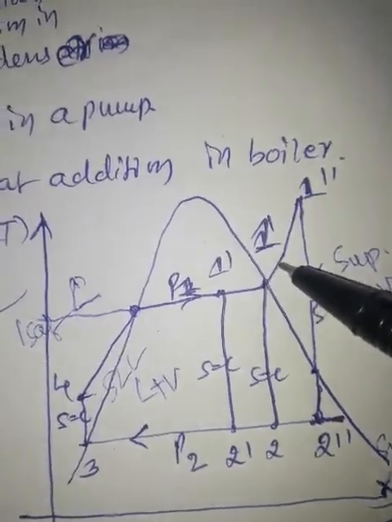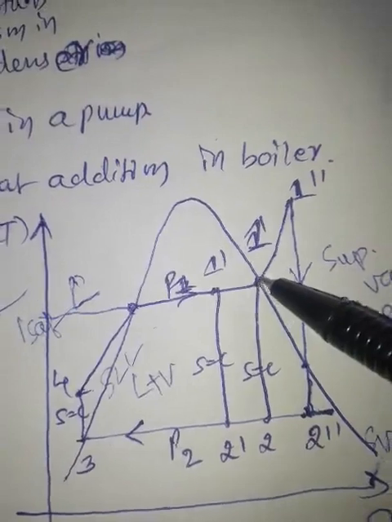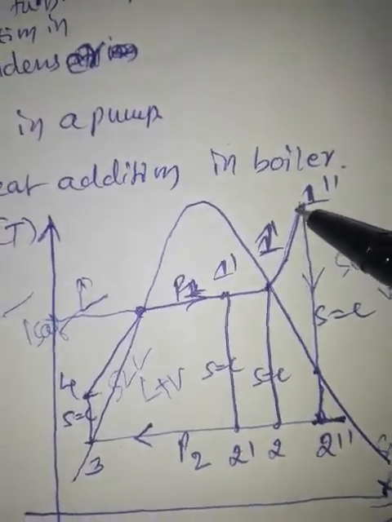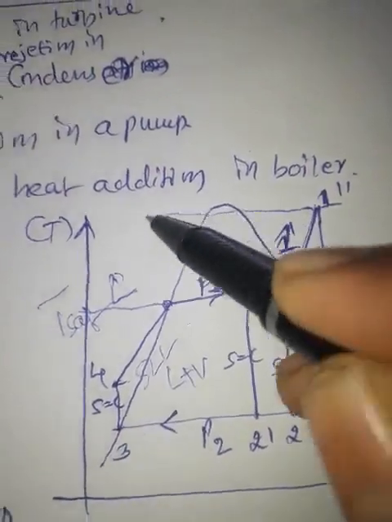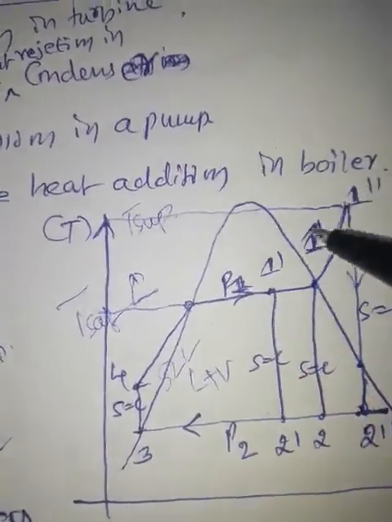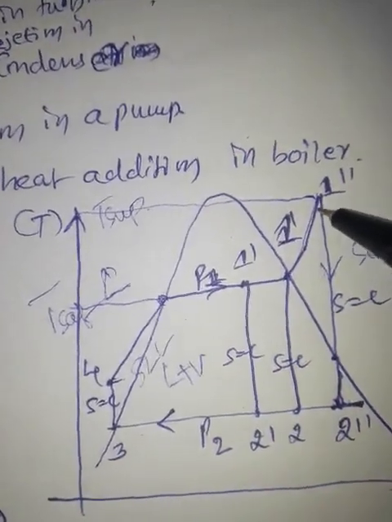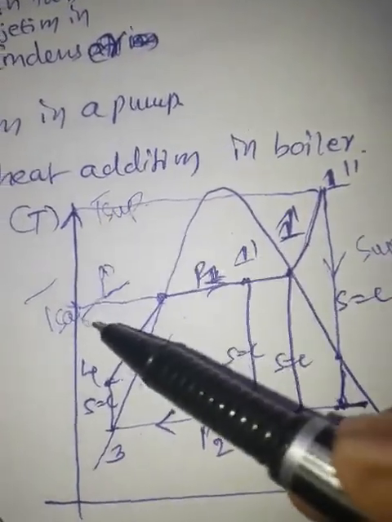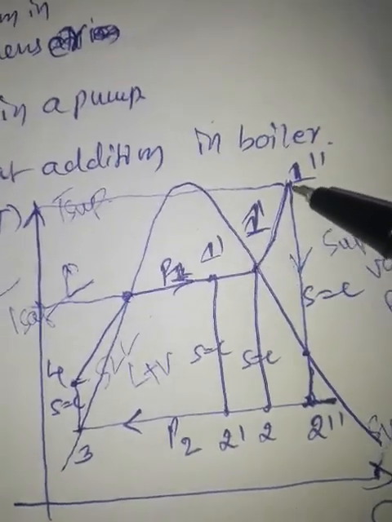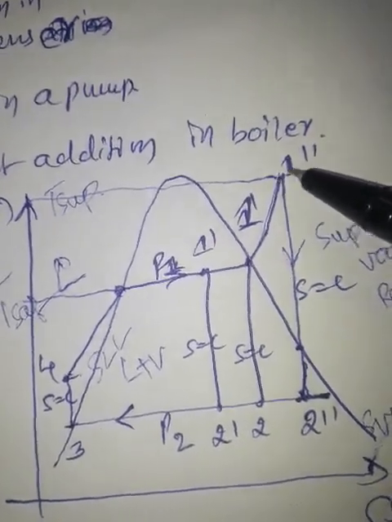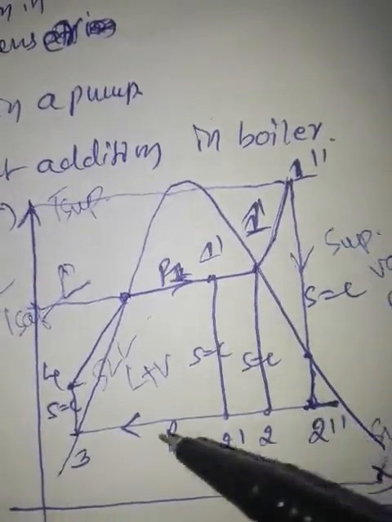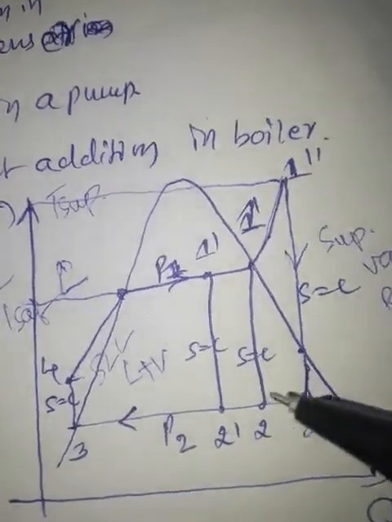Now further addition of heat inside the boiler increases the temperature of the steam. This is the T superheat, the superheat temperature. This T superheat minus T sat is called the degree of superheat. So it is heated till the superheat temperature, and then again it undergoes expansion. Thus the cycle is marked for superheated steam.